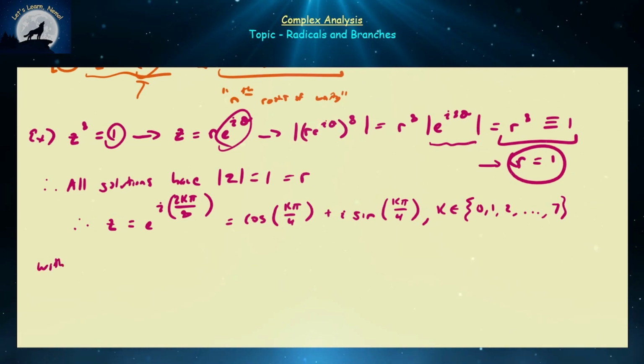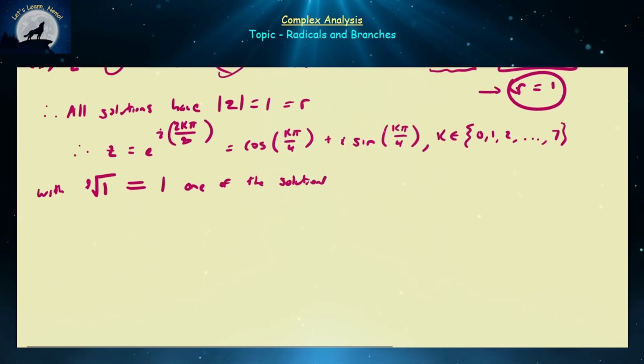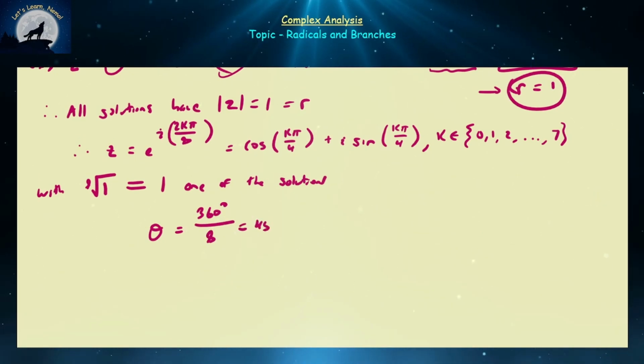And we will denote this as the principal 8th root of 1, which is equal to 1, which is one of the solutions. Okay. So if we were to graph all of these solutions, then the angle between each of them will be equal to 360 degrees divided by 8, which is equal to 45 degrees.